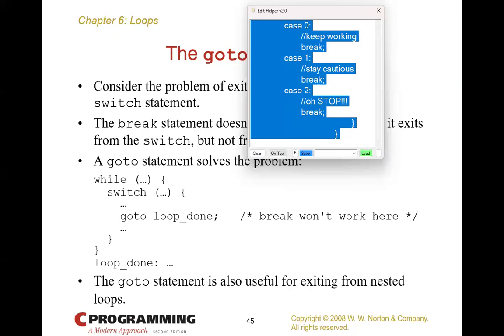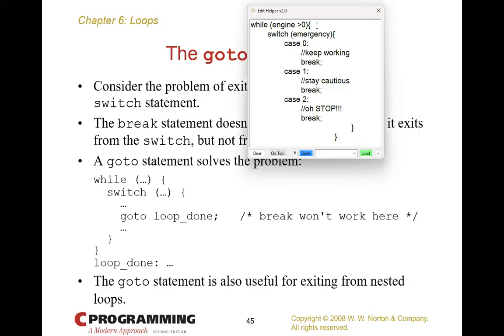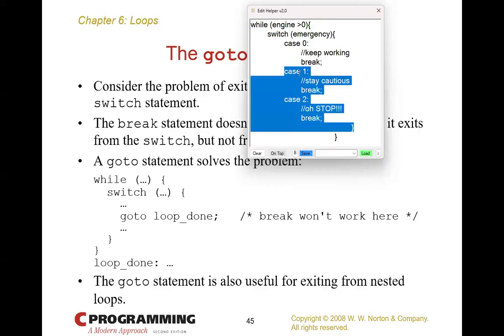Now, here is what we have at the end of the day. The while statement evaluates the state of the engine. It switches based on an emergency signal. If there is no emergency signal, the engine keeps working and we break out of the case. We break out of the switch completely. So as long as the engine is on, we keep checking the emergency situation by switching several times. Let's assume that the emergency situation can change.